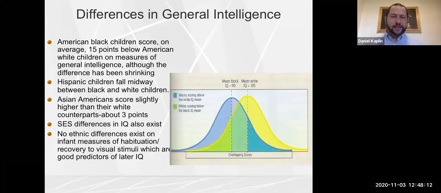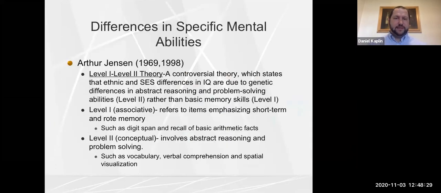We see Hispanic individuals tend to fall somewhere in between blacks and whites, and then we see Asian Americans tend to be a few points higher than the previous three. So that creates the discussion. Now, we talked about the Bell Curve. Here's a cognitive psychologist, Arthur Jensen, who pushed for this, right?